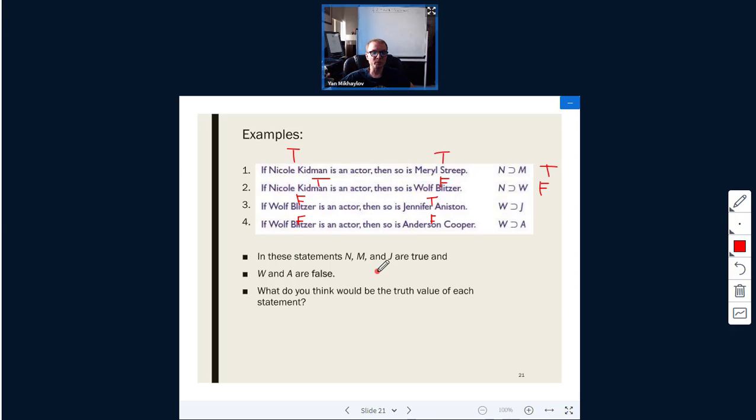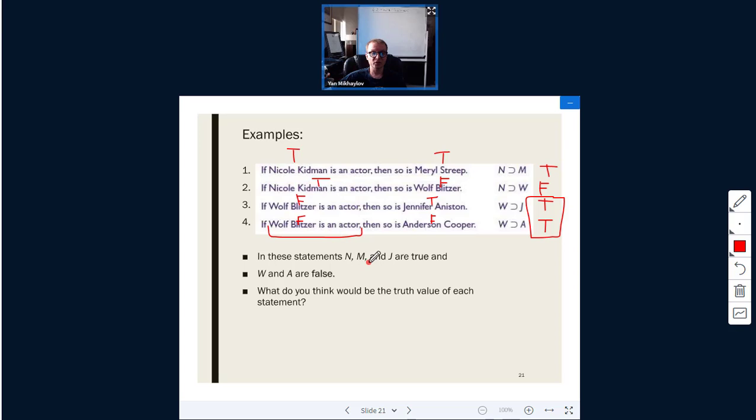Now the other two can be a little tricky. So let's think about them. If Wolf Blitzer is an actor, then so is Jennifer Aniston. Is that true? Yes, it is true. Now how about if Wolf Blitzer is an actor, then so is Anderson Cooper? Is that true? Yes. Again, the answer is yes. Note why these two are true. The important thing here is your antecedent.